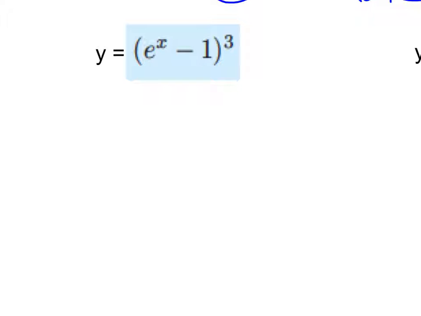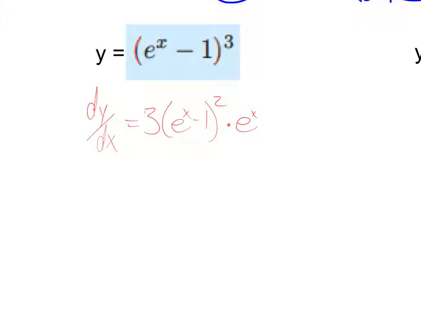Okay? So it's a chain within a chain. Is it going to be 3 times e to the x minus 1 to the second power times e to the x? Okay, good. Yeah, dy/dx. The outer function is something cubed, right? So the derivative of something cubed is 3 something squared. But those e to the x stay the same, right? Yes, the derivative of the inside is e to the x plus 0, so just e to the x.